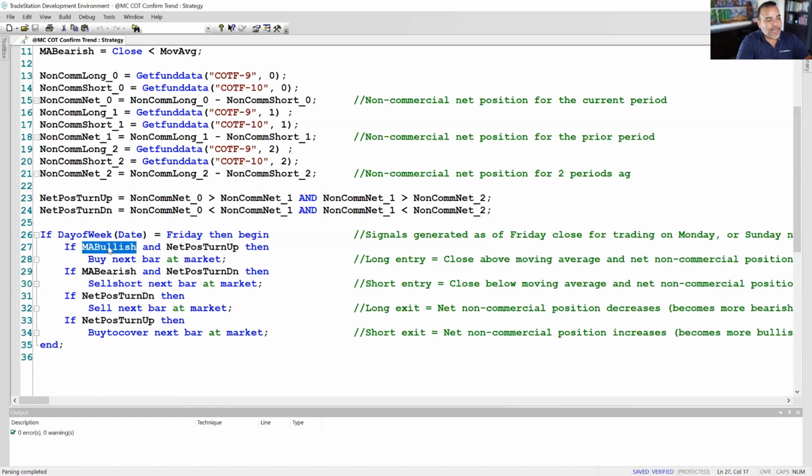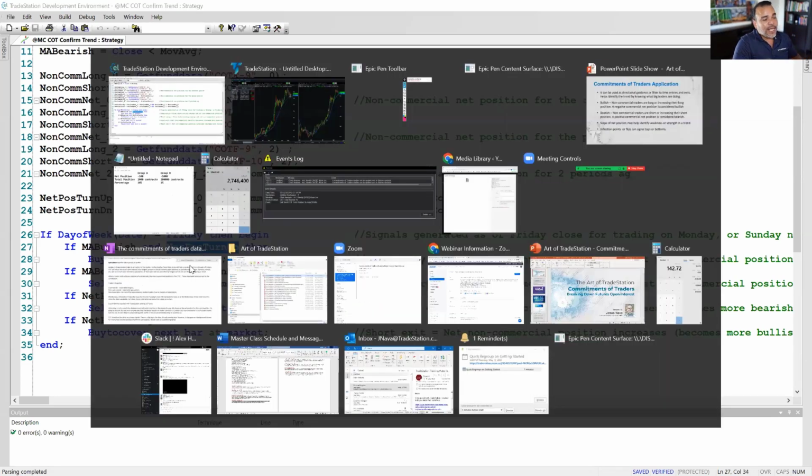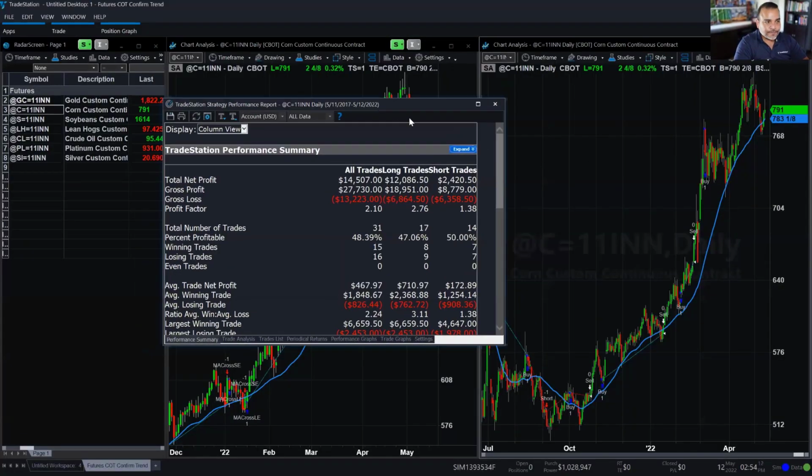So we want not only the moving average to be bullish, but we want the net position to be turning up. So that's what we did in the strategy. And if you look at the report, it turns profitable. I'm not saying that this is something that you should trade right away. This is not a complete strategy. Let me warn everyone about this. There's no risk management. This is just filtering out trades based on what the non-commercials are doing in their net positions.